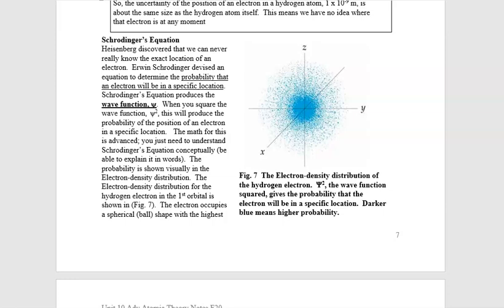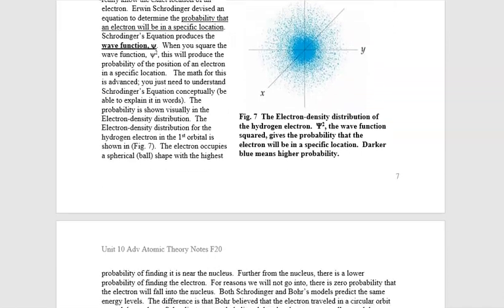The probability is shown visually in the electron density distribution. The electron density distribution for the hydrogen electron in the first orbital is shown in figure 7. The electron occupies a spherical ball shape. So let's look at that. The electron density distribution of the hydrogen electron: psi squared, the wave function squared, gives the probability that the electron will be in a specific location. Darker blue means higher probability.